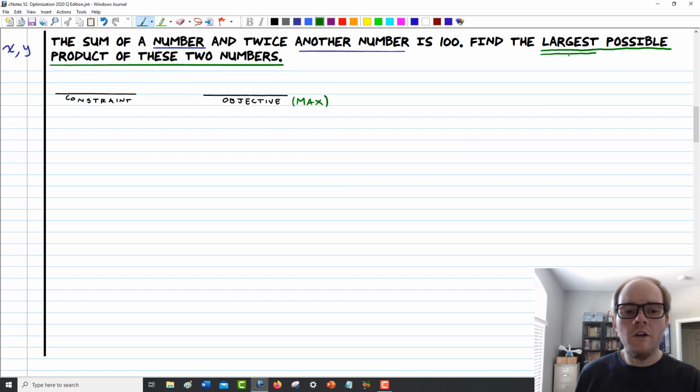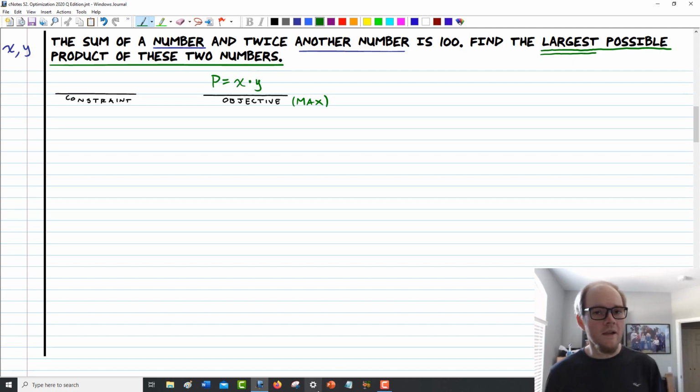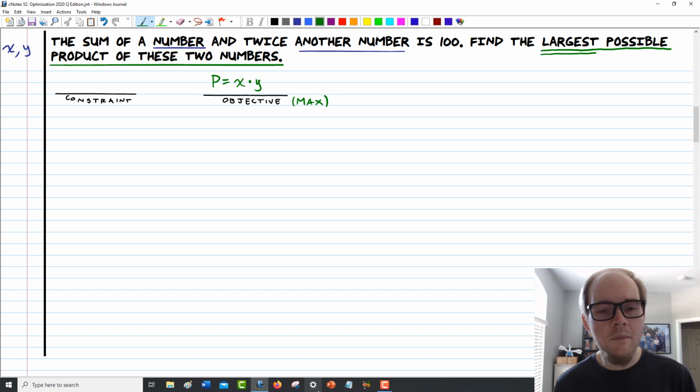So in here, we want the largest possible product of 2 numbers. And I know that products can call p. And since I said I want to call my 2 numbers x and y, I'm going to let p equal x times y. That's what we're going to be optimizing. We want to find the biggest value that can attain given the other information.